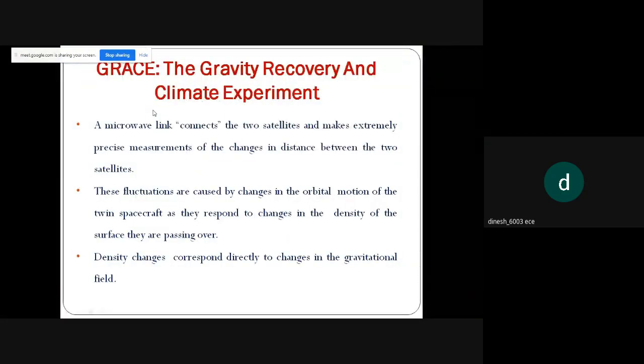Next is GRACE, the Gravity Recovery and Climate Experiment. This was specifically utilized for climate monitoring. It used a microwave link that connects the two satellites and makes extremely precise measurements of changes in distance between the two satellites. These changes or fluctuations are caused by changes in the orbital motion of the twin spacecraft as they respond to changes in the density of the surface that they're passing. So the density changes correspond directly to changes in the gravitational field.